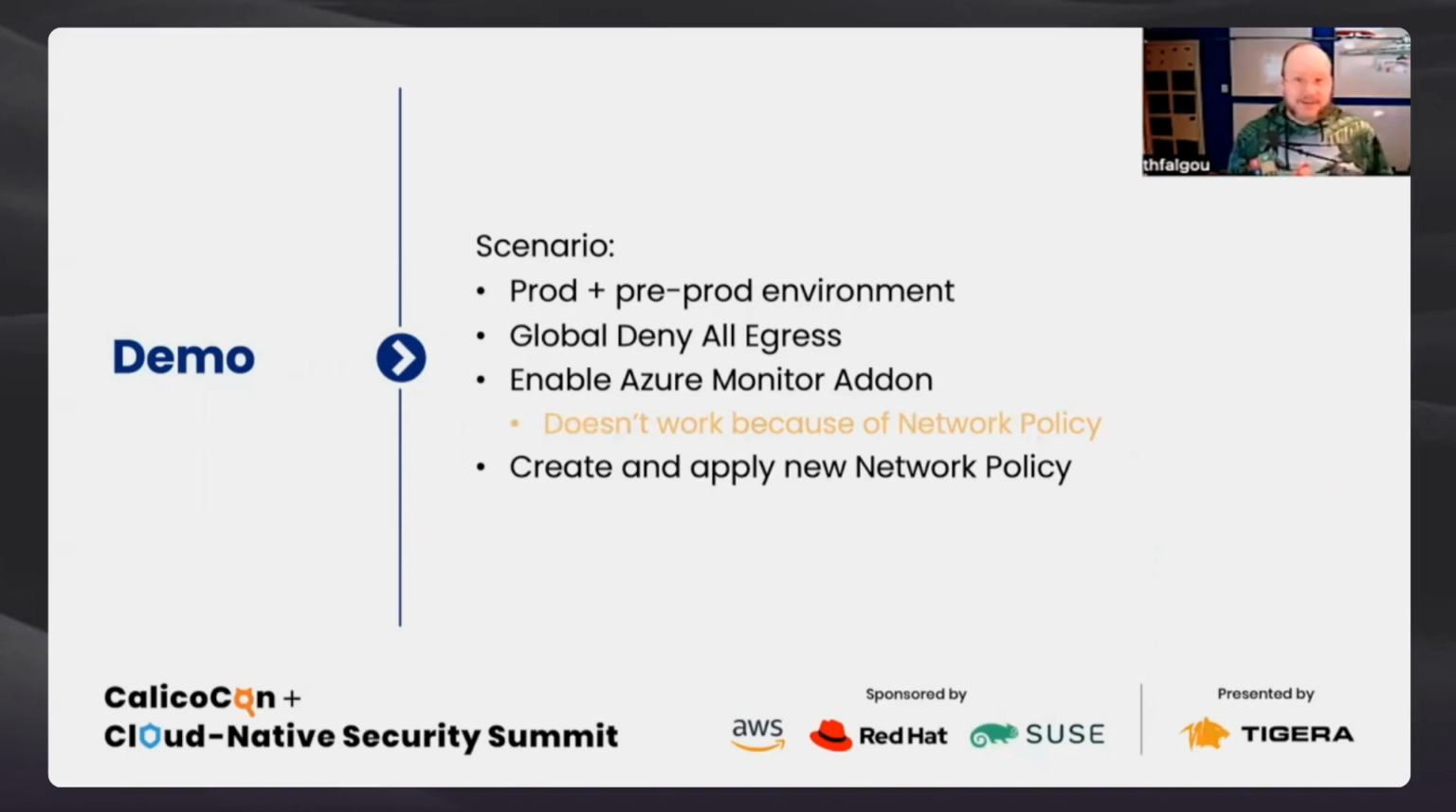But by default, this isn't going to work because we've locked down the traffic. So we'll need to create a new policy to allow this new flow. And whenever we install Calico Cloud, there's some tuning that's done automatically, and we'll walk you through that. So let's go through the demo.